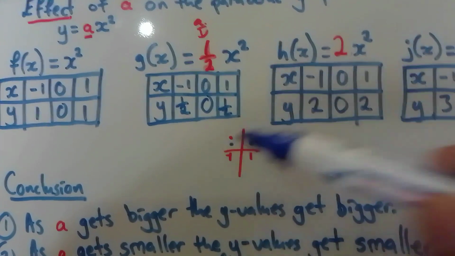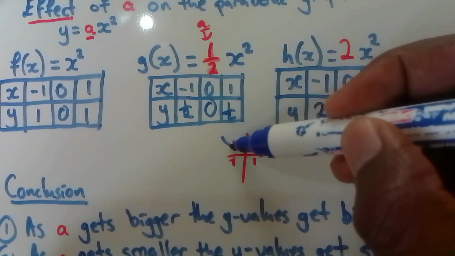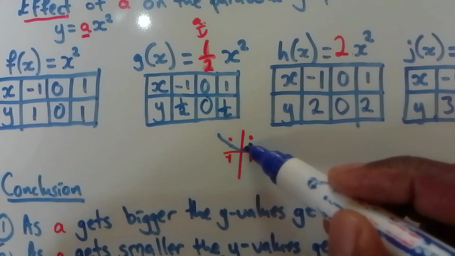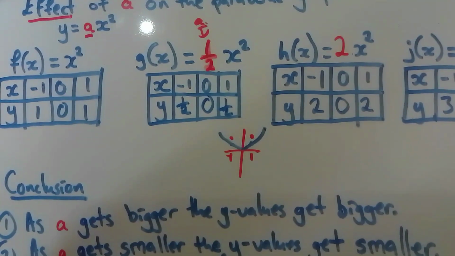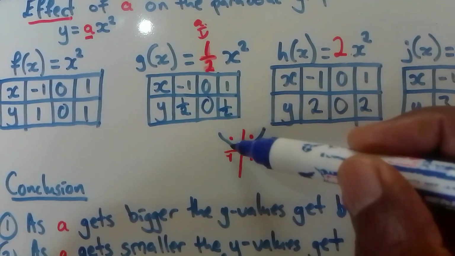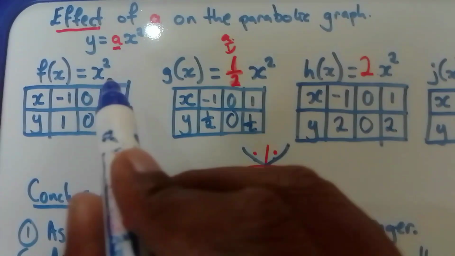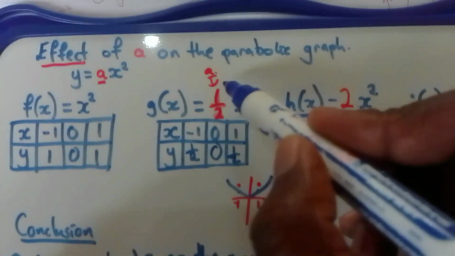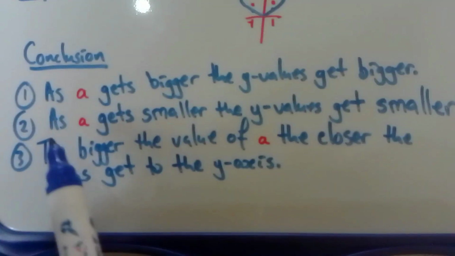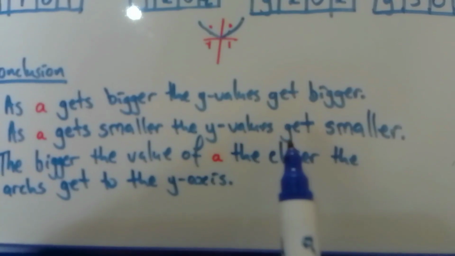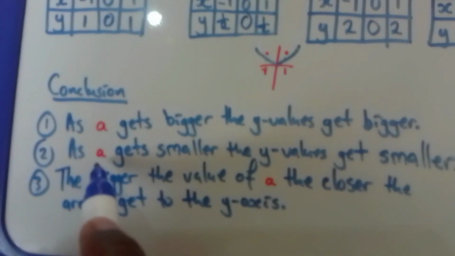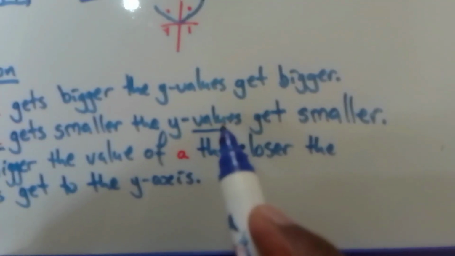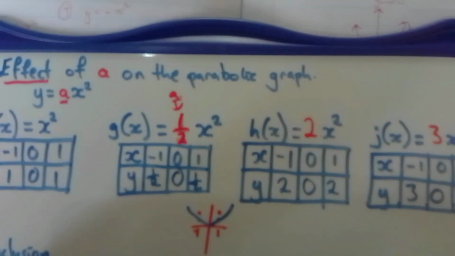We observed it here. We could join these 3 points, the negative 1, the 0, and the positive 1, and this is the type of parabola which you would get. And you can see that the values of y when it's equal to x squared are above this particular parabolic graph. So we can conclude that as a gets smaller, the y values also get what? Smaller. So if you are having a smaller a, you must know that your y values are going to get smaller.